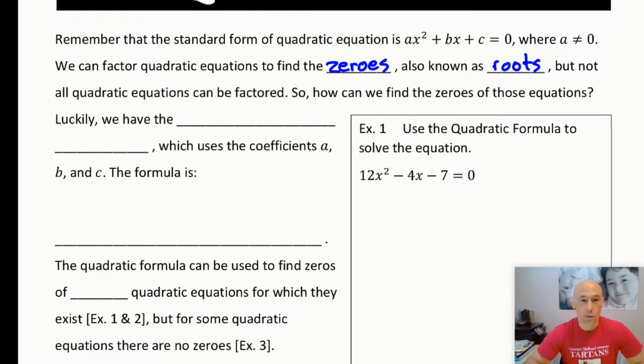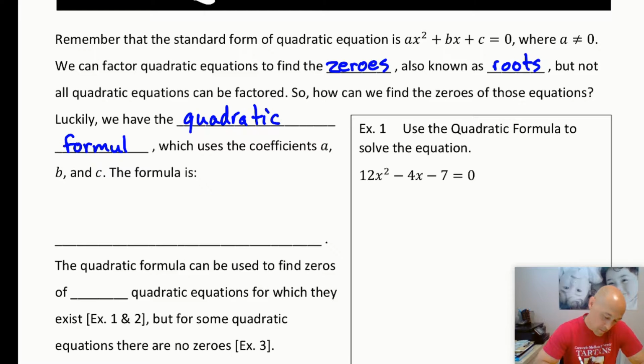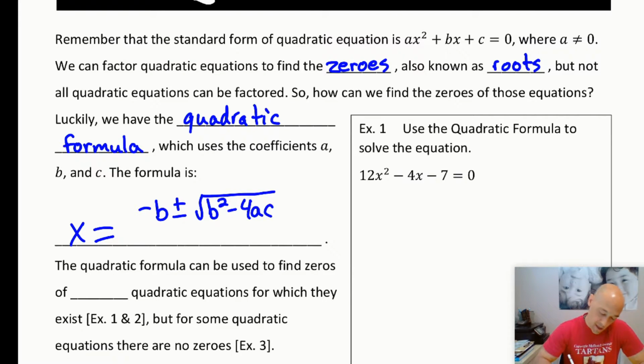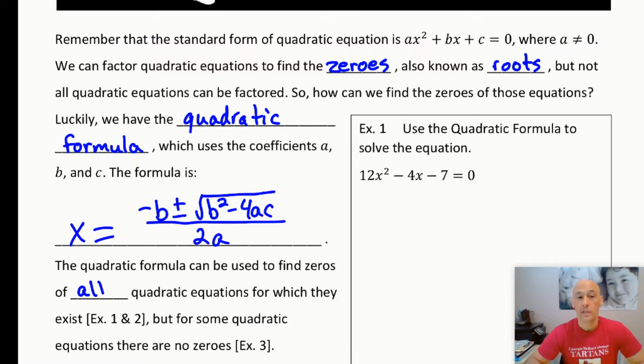But not all quadratic equations can be factored. So how can we find the zeros of those equations? Luckily, we have the quadratic formula, which uses the coefficients a, b, and c. The formula is x equals negative b plus or minus the square root of b squared minus 4ac, all over 2a. The quadratic formula can be used to find zeros of all quadratic equations for which they exist.